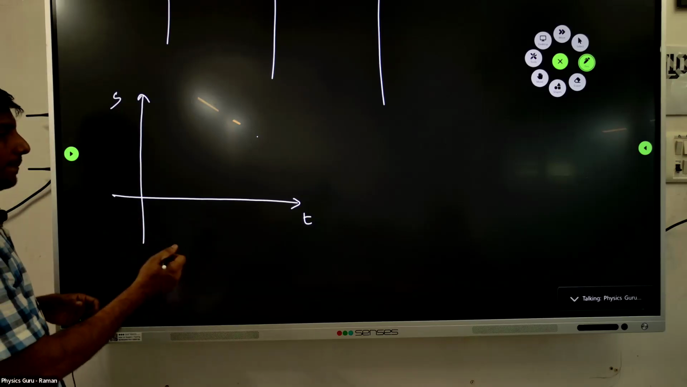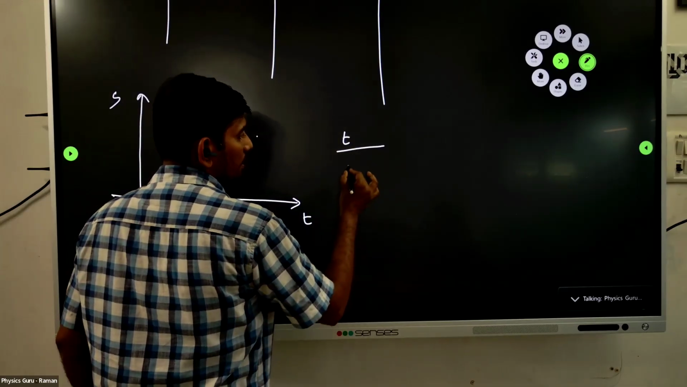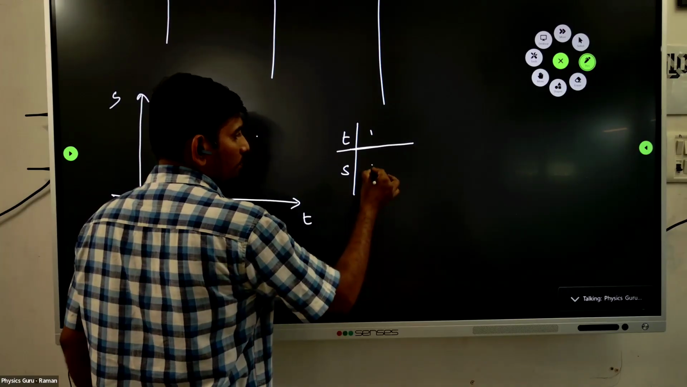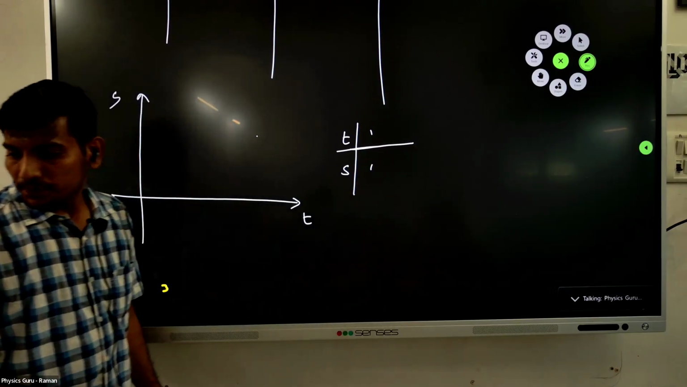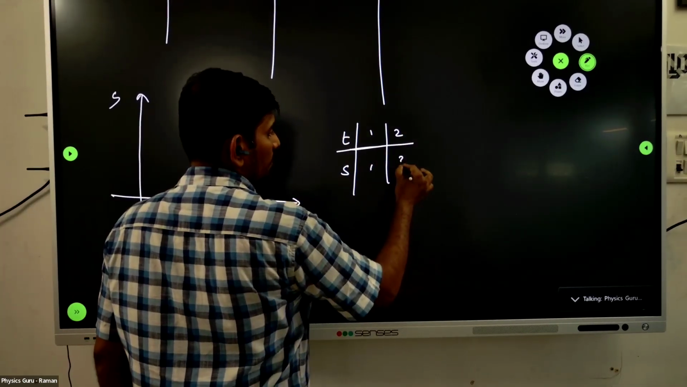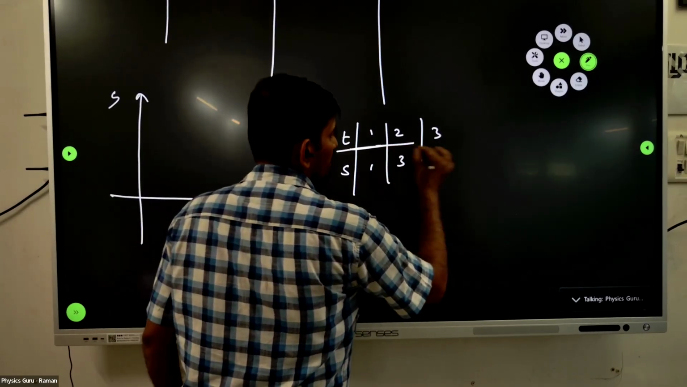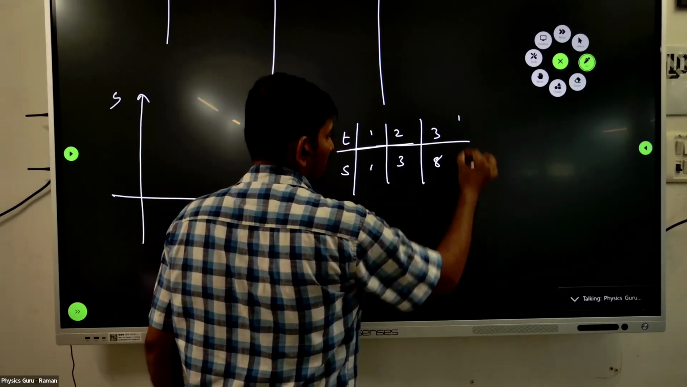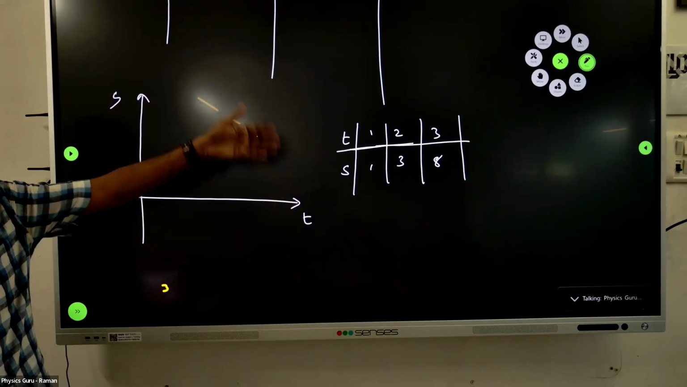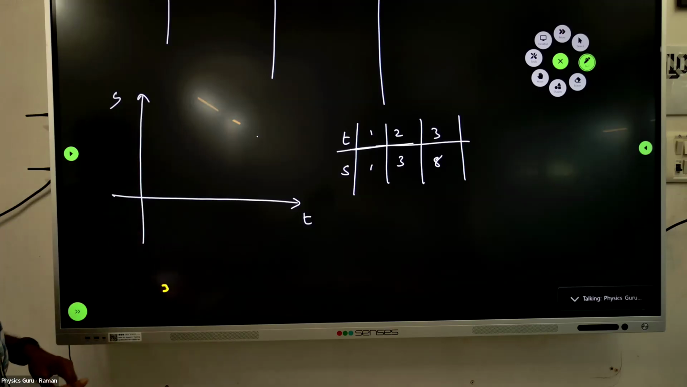Fine. So let's write a table here. Time versus displacement. When the time was 1 second, displacement was 1 meter. When the time is 2 seconds, displacement was 3 meters. And when the time is 3 seconds, the displacement was 8 meters, something like this. So I'm not taking a linear one, that is 1 to 1, 2 to 2, 3 to 3 kind of. I'm taking something exponentially varying.